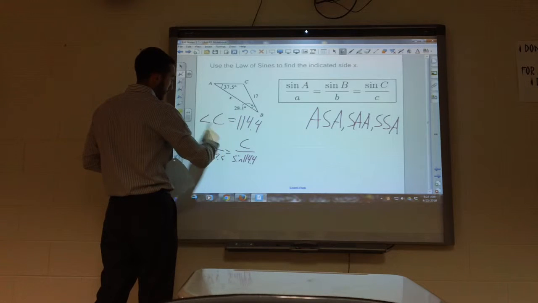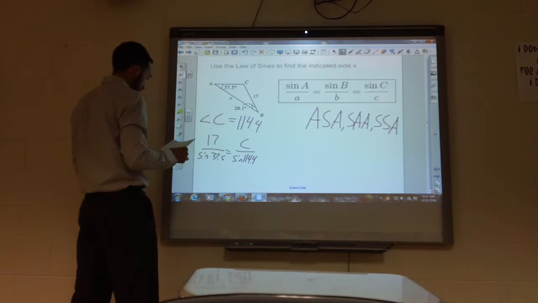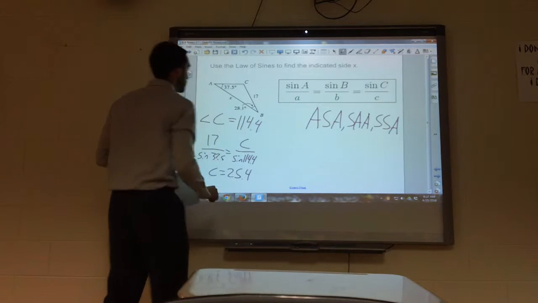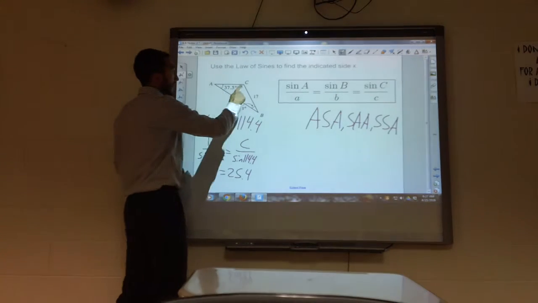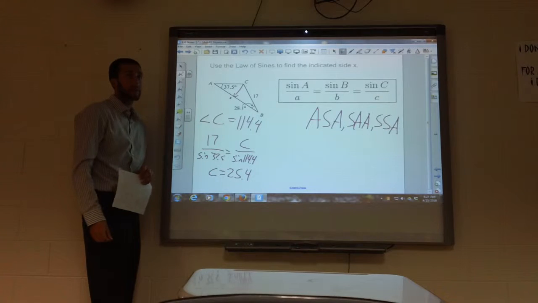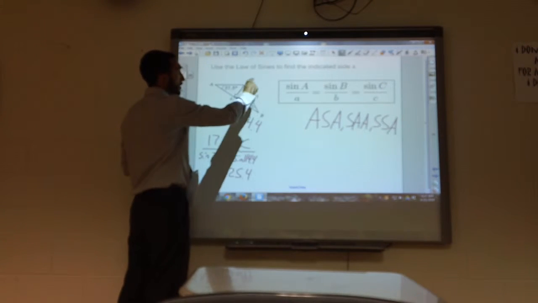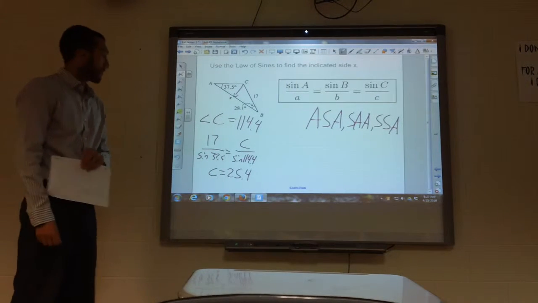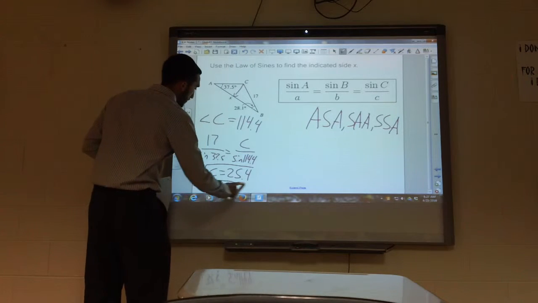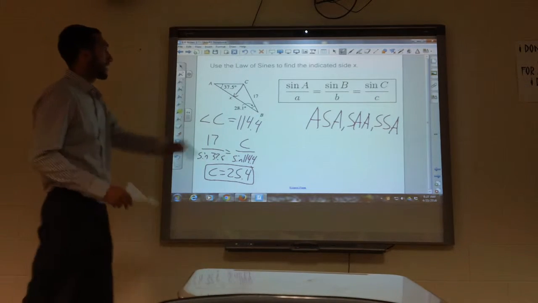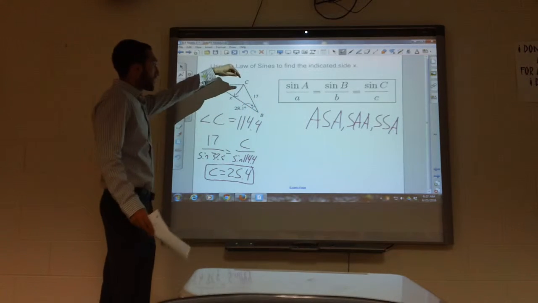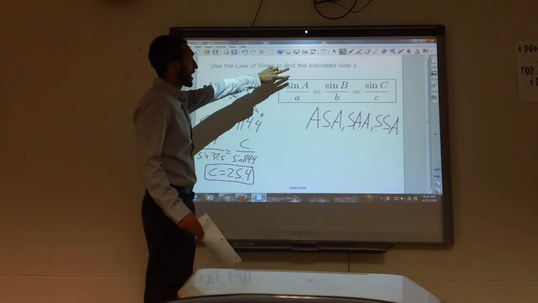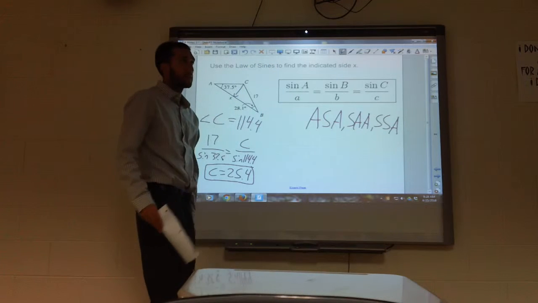So divide, we can do this computation here, multiply by sine of 114, and we get C equals 25.4. X is side C, because it's opposite my angle C, that's going to be side C. The capital letter corresponds to the angle, the lowercase letter corresponds to the side. So it's lowercase C, 25.4. Makes sense that it's going to have to be larger than 17, because it's opposite a larger angle. Yes, sir? Why'd you put the sine on the bottom? Right, this can be rewritten as A over sine of A, same difference.